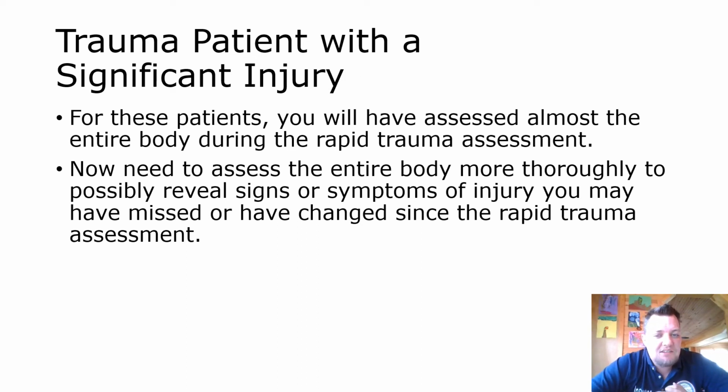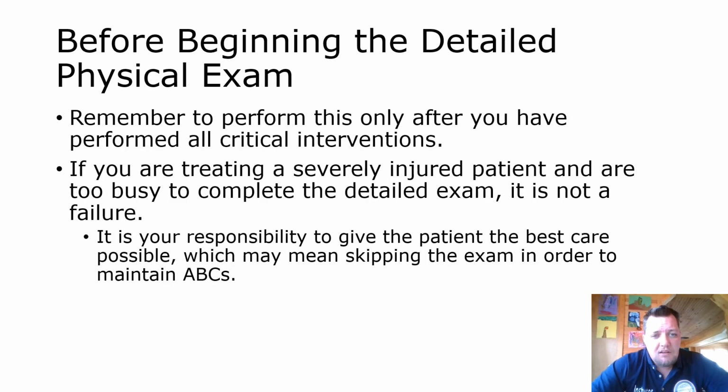Now you need to assess the entire body more thoroughly to possibly reveal signs or symptoms of injury you may have missed, or that may have changed since the rapid trauma assessment. So before beginning the detailed exam, remember to perform this only after you've performed all critical interventions. Again, you can't do anything else if you don't have an airway, breathing, or circulation. If you don't have any of those, you've got to fix those first before you can do anything else.